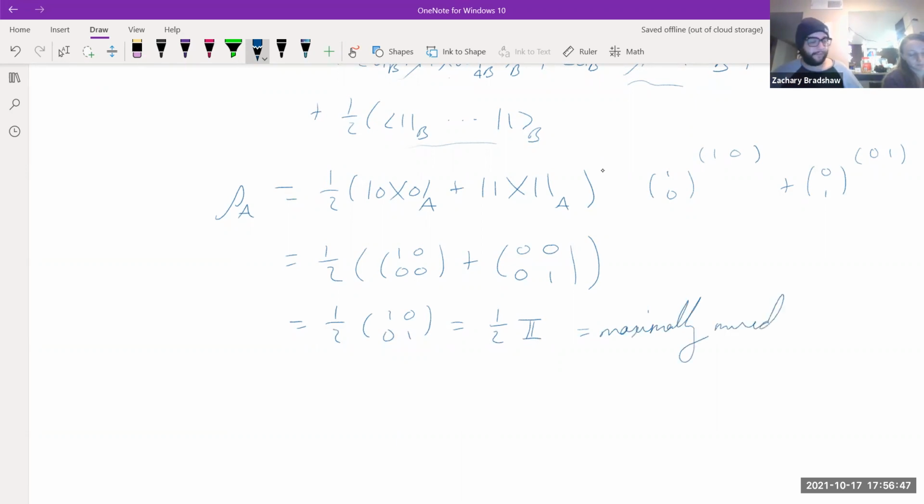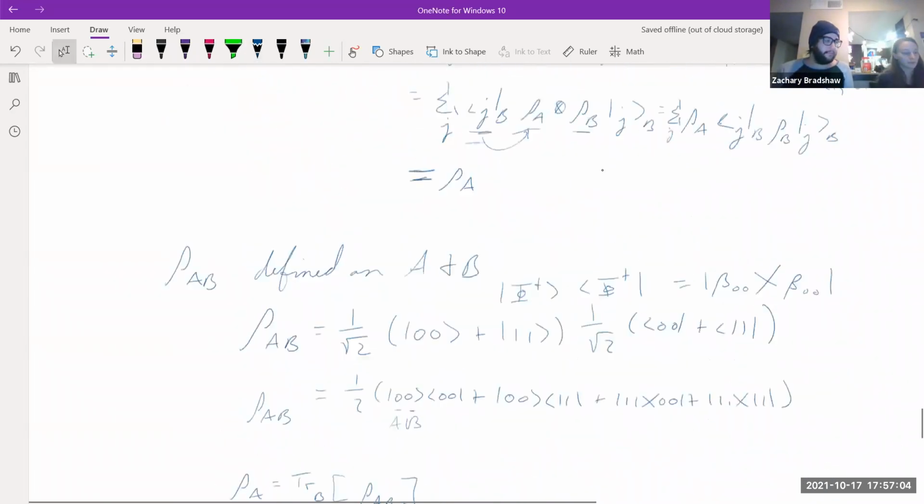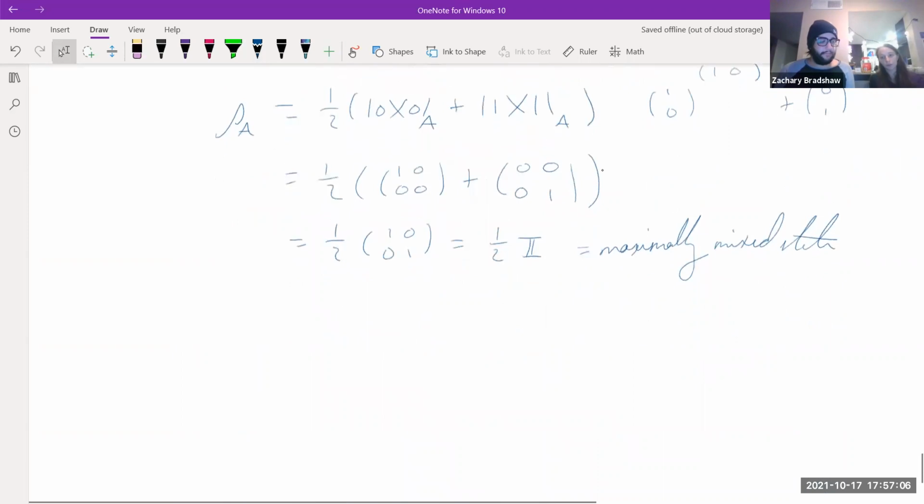So notice you started with a pure state in a larger system, and then you took a partial trace and it gave you a mixed state. Because you lost information. You have lost some information. In particular, if you start with a maximally entangled state, which is what we have with our Bell states, and you trace out one of your subsystems, you end up with a maximally mixed state.